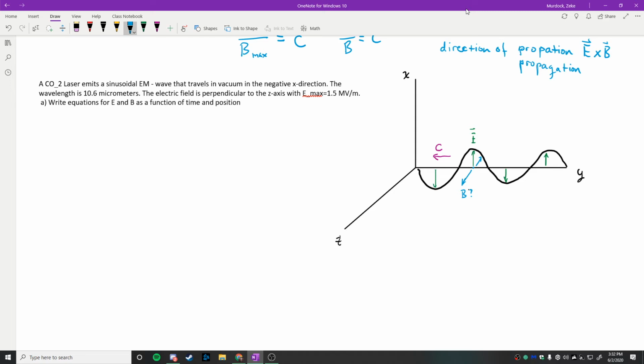Use your right hand. If you do E cross B with this vector, you do E cross B with the vector that points in. Now these are parallel to the z-axis now. Which one's it going to be? Does B go that way, or does it go this way? Can you guys see it? I know it's hard to see this.